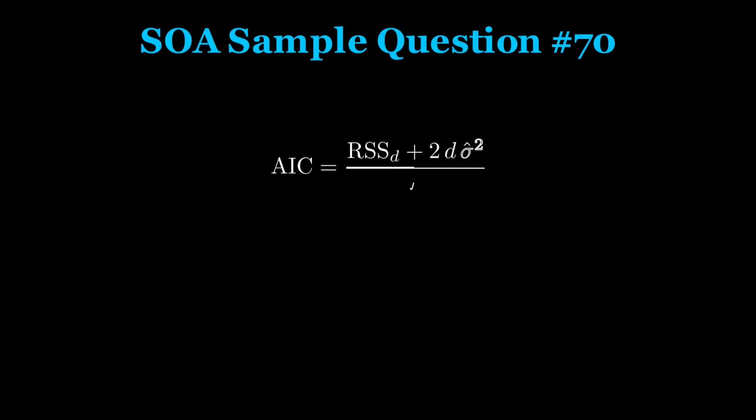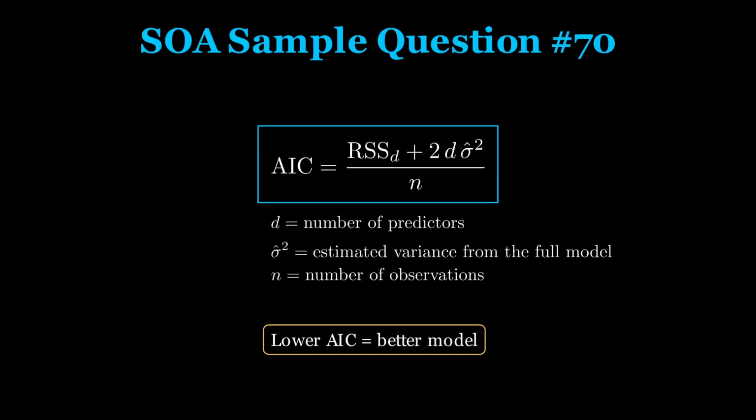To solve this problem, first recall that the AIC formula is RSS plus 2D sigma hat squared, all divided by n, where d is the number of predictors, sigma hat squared is the estimated error variance from the full model, and n is the number of observations. The best model is the one with the lowest AIC. First, we calculate sigma hat squared. Since Model 3 is the full model, we square its residual standard error to get 89.4575. We're also given that n is 100.